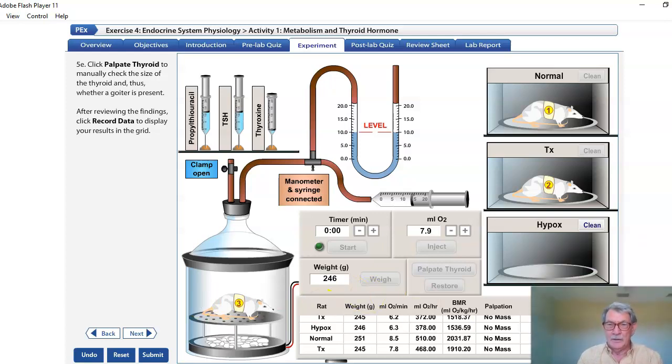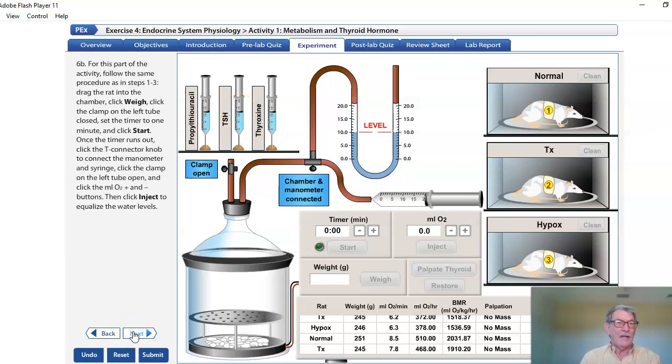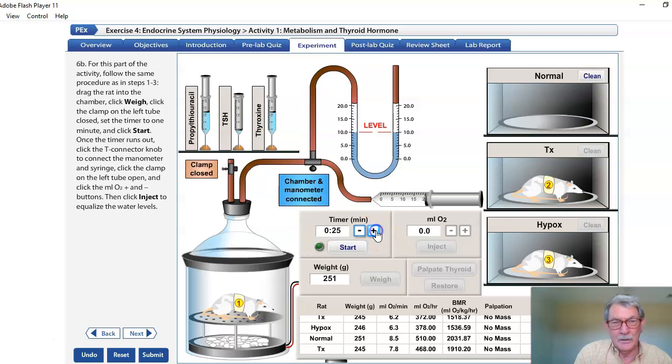Okay, so let's get this guy back out of here. Clean him up. Okay, so now we're going to start with the next one. What's going to happen when we inject TSH in a rat? All the same procedure, click and all that. So we're going to inject TSH in this rat. Drag him to the chamber and weigh him.